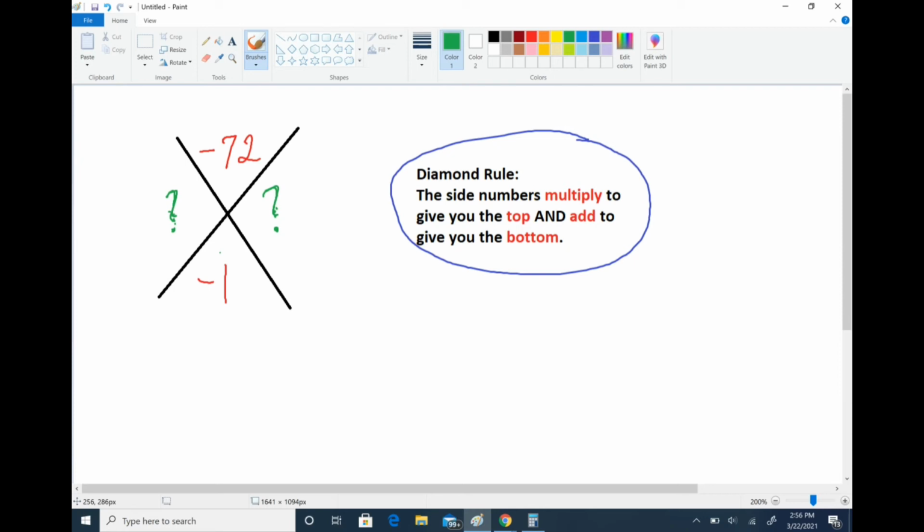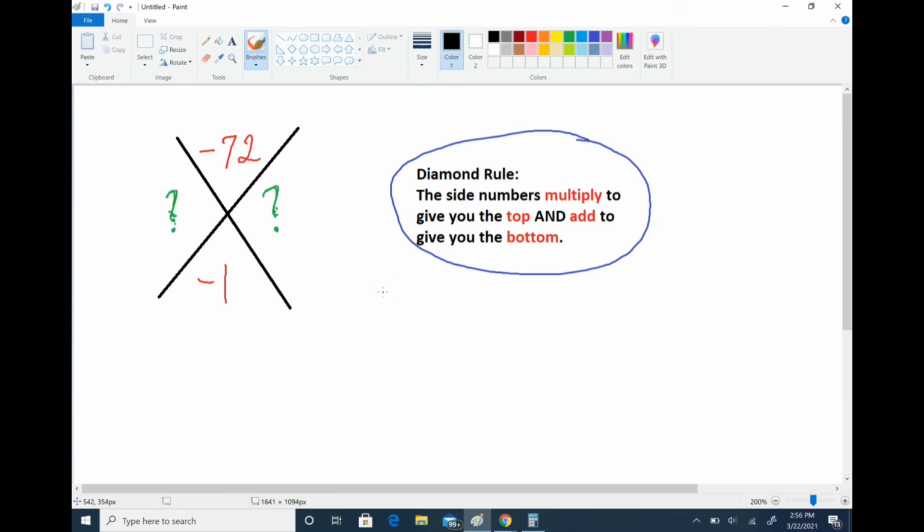because that list is normally shorter. So let's think about it, guys. What combination of numbers can multiply to give you the top? Again, I always suggest to make a list of numbers that multiply to give you the top first. So what are some combinations of numbers that can multiply to give you -72?